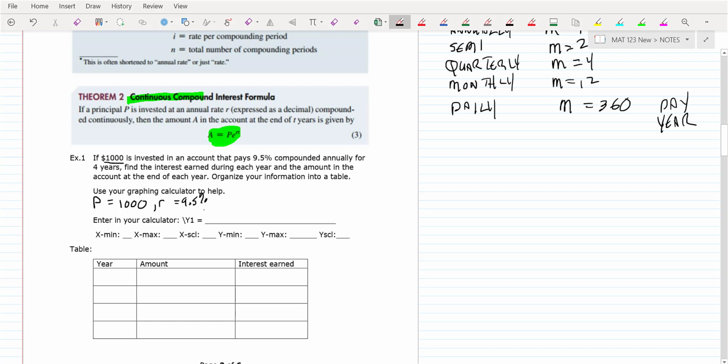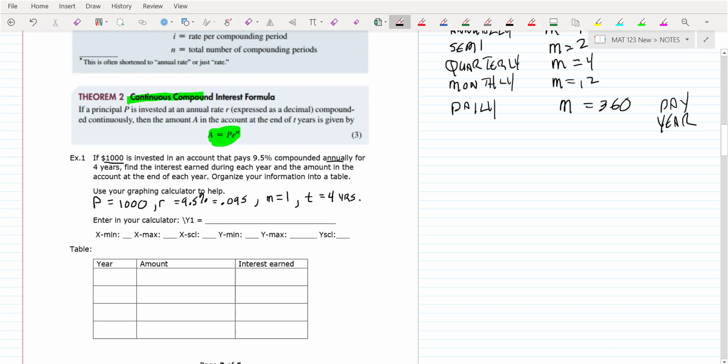So what do you have to do to the interest rate before you plug it in the formula? You got to move the decimal to the left, so you want to write that as 0.095. Don't forget to do that or you'll get crazy answers. And then it says annually. Well, annually means that M would be 1. We'll write down the formula here in a minute. And then the time is years, so T would be equal to 4 years.